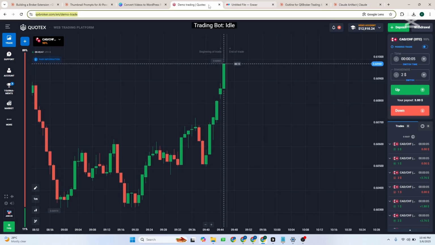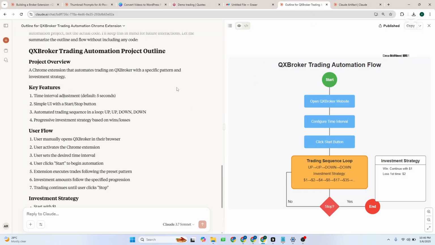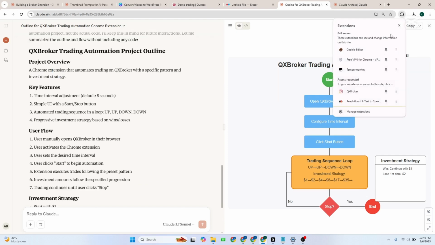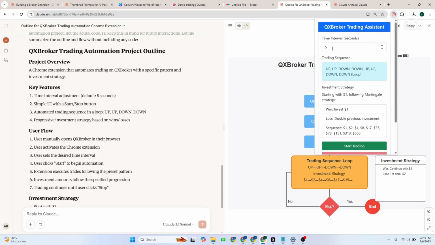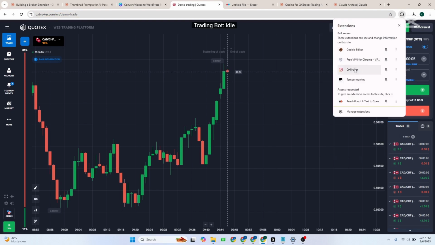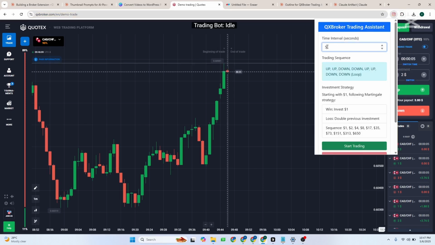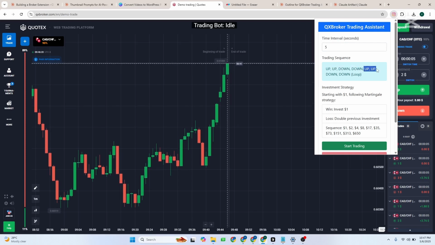First of all, let me explain how the strategy works. Whenever the Chrome extension is installed, the user will face an interface like this. There is a time interval of 5 seconds, which you can increase or decrease. It means it will open a trade every 5 seconds, and the trading sequence will be two up trades, two down trades, and then again two up trades and two down trades. It will open the trades in the same sequence in a recursive manner.